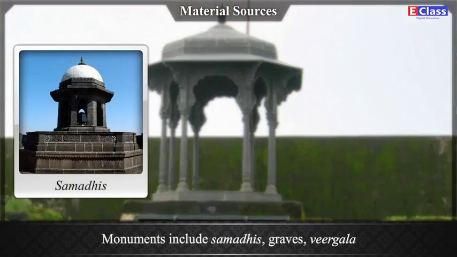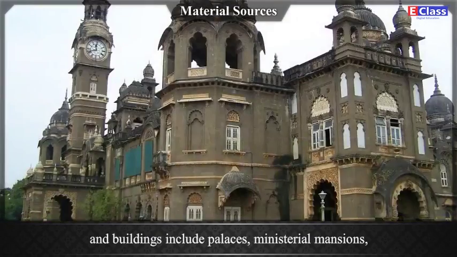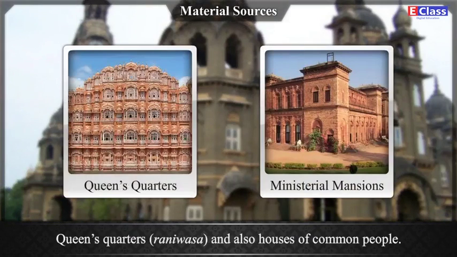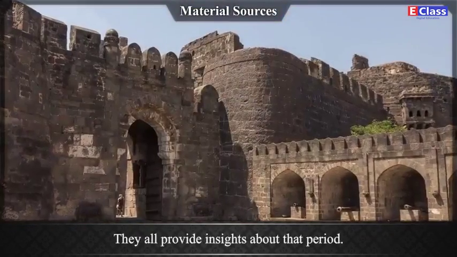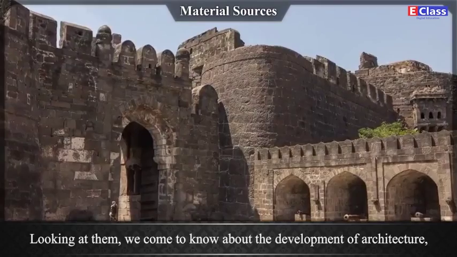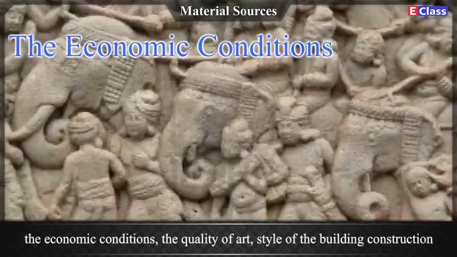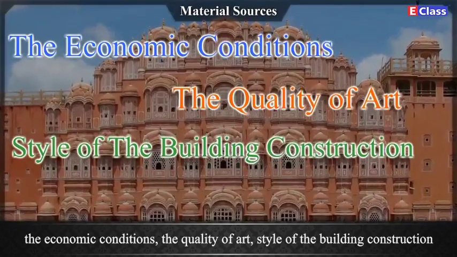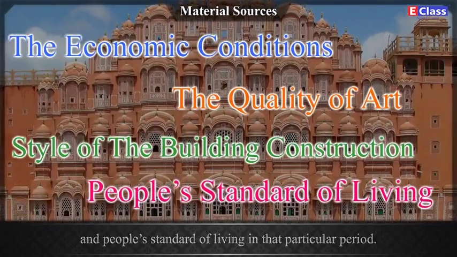Monuments include samadhis, graves, veergad, and buildings include palaces, ministerial mansions, queen's quarters, that is, Rani Vasa, and also houses of common people. They all provide insights about that period. Looking at them, we come to know about the development of architecture, the economic conditions, the quality of art, style of the building construction, and people's standard of living in that particular period.